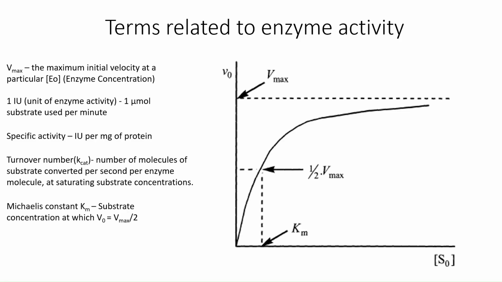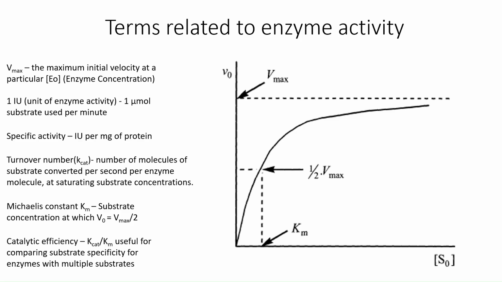Now, Michaelis constant Km, it is the substrate concentration at which the reaction velocity will be half of the maximum velocity. And finally, catalytic efficiency, that is kcat by Km. It is useful for comparing substrate specificity for enzymes with multiple substrates. A higher kcat by Km ratio means the enzyme has high specificity for that particular substrate.